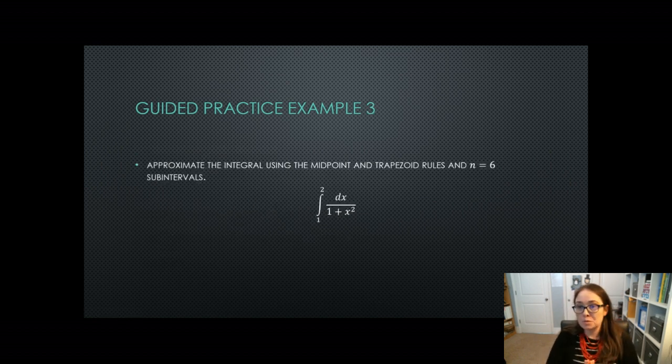And that is how you use the midpoint rule and Simpson's rule. For a little practice on your own, go ahead and try example 3 here. We want to take this new function and, using the midpoint and trapezoid rules and 6 subintervals, go ahead and approximate this integral.